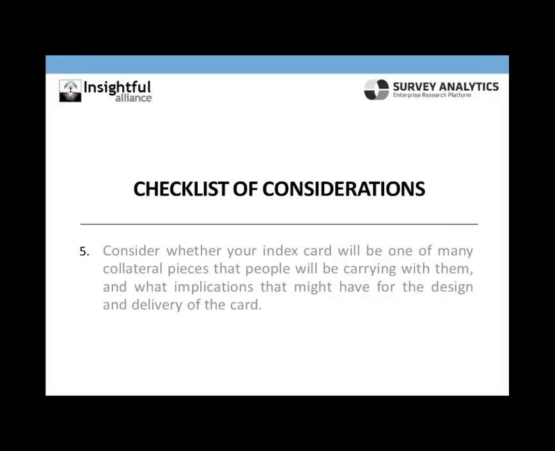The fifth consideration is whether your index card will be one of many collateral pieces that people will be carrying with them, and what implications that might have for the design and delivery of the card. So I mentioned at Reebok, people had plastic bags full of tchotchkes and materials they picked up in the booths. So our card was white. In hindsight, maybe we should have done it on fuchsia cardstock, something that would stand out when they open their bag to pull materials out.